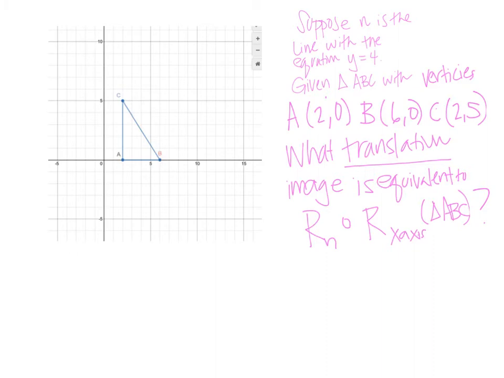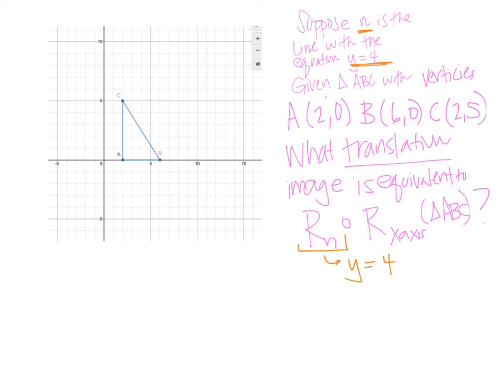First thing it says is suppose that n is a line with the equation y equals 4. Then we go down here and look at our composition of functions and we see it says r sub n. This n merely means that that's where y is equal to 4. We're given a triangle with vertices A, which is (2, 0), so I go over here and mark (2, 0), B is (6, 0), and C is (2, 5). Those are my 3 points, in our picture there. We want to know the translation of the image equivalent to this double reflection.